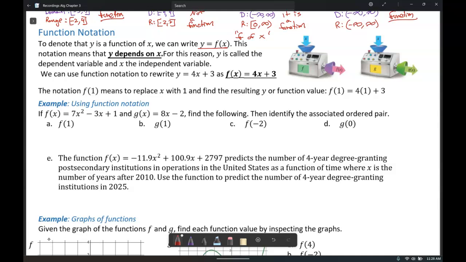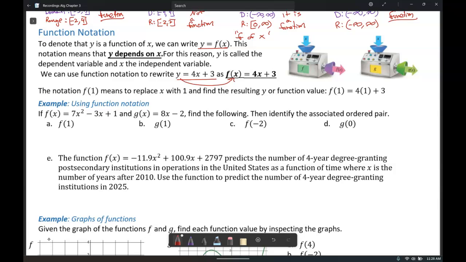So if we want to take a linear equation like y equals 4x plus 3, we can rewrite it in function notation by replacing y with f of x. This gives us a shorthand method of writing the equation that emphasizes the fact that it is a function.